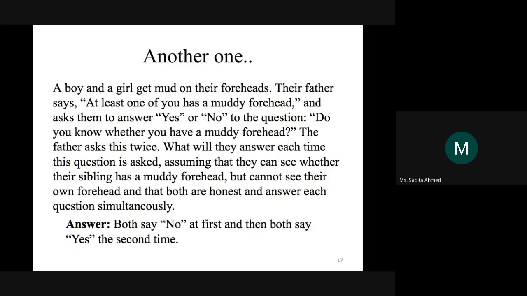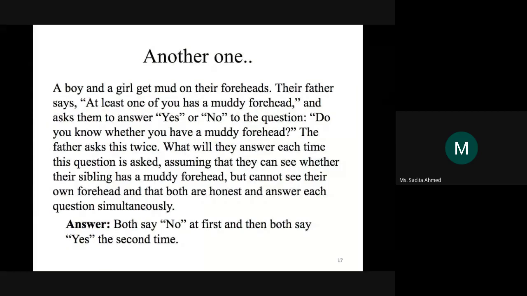So let's talk about the first question. The first time the question is asked, they know that this is true: at least one has a muddy forehead. Remember that it's at least one. It does not say anything about at most one or exactly one. It says at least one. It can be both of them. Think about what each of them might think. Think of yourself as the boy. At least one has a muddy forehead, but it can be both as well. Now, when the question is asked, at that point, I can see that she has a muddy forehead.